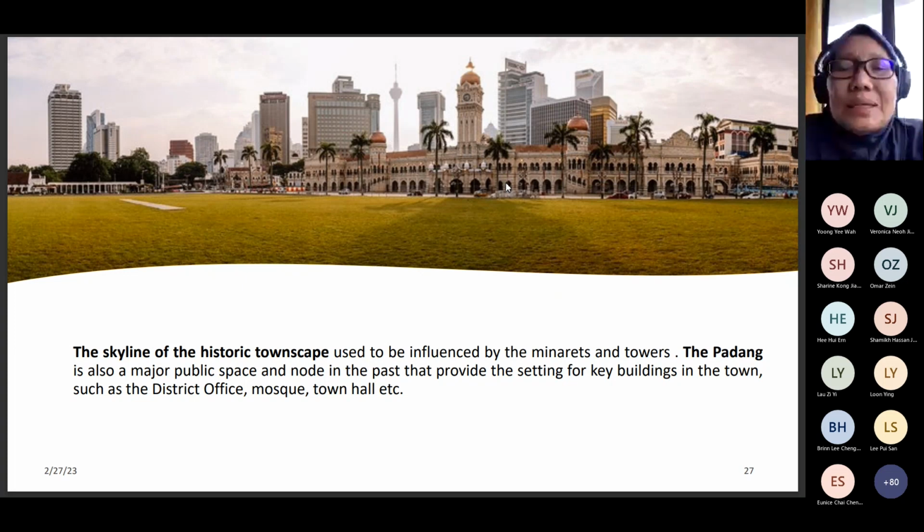And in the past, the townscape is actually influenced by the Padang, like this, which is the major public space and node in the past that provides the setting for the key buildings in the town, such as the district office, the malls, the town hall. And in the past, after office hours, you can see them playing cricket in the Padang, which shows that the Padang is not just a space, but a functioning space, giving recreation and leisure activity to the people.